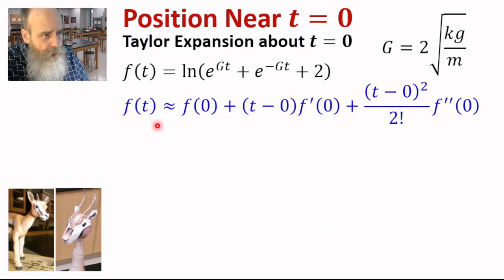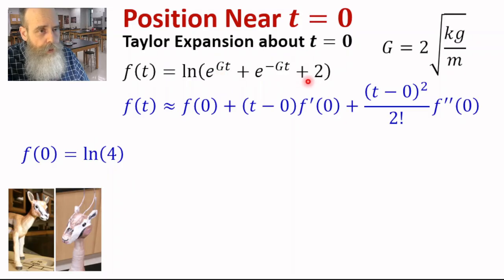This is the expression for the Taylor expansion. F at t is f at 0 plus t minus 0 times f prime at 0 plus t minus 0 squared over 2 factorial times f double prime at 0, to second order in t. Now, for our function here, f at 0 is ln 4, because this is 1 plus 1 plus 2, which is 4. For f prime at 0, we get this.